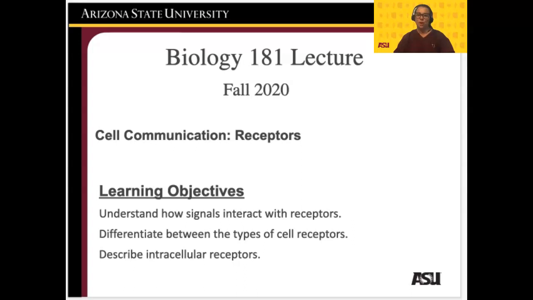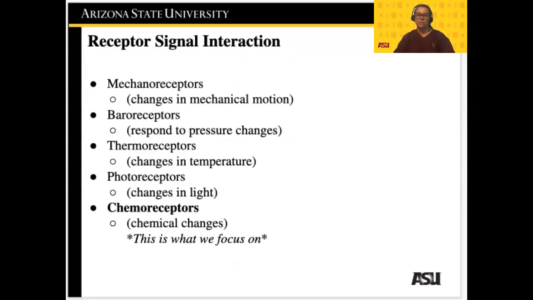There are many different forms of cell receptors. Some respond to signals based on a mechanical motion change. These are called mechanoreceptors. There are also receptors that respond to signals resulting from pressure change. These are called baroreceptors. Receptors responding to temperature sensitivity are thermoreceptors. And light signals are received by photoreceptors. The form we will focus on are chemoreceptors, which adjust to changes in chemicals.